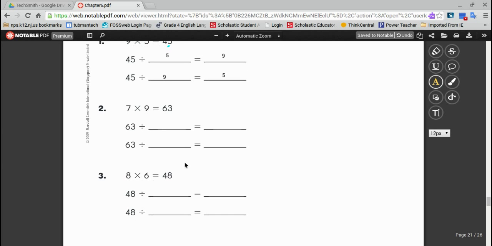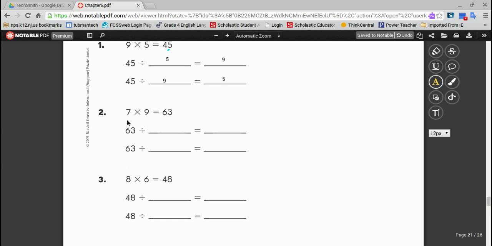Okay, so if you look at number 2, we're going to do one more together. Number 2, 7 times 9 equals 63. So that means 63 divided by 9 equals 7. And of course, 63 divided by 7 equals 9.